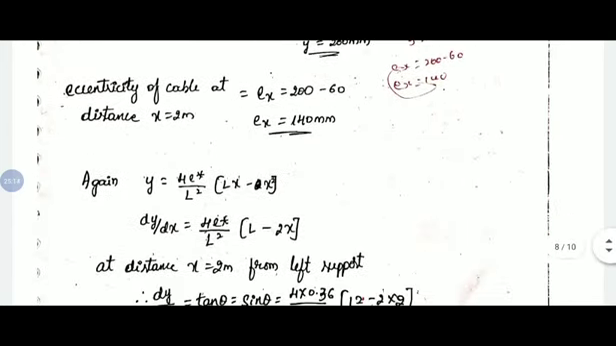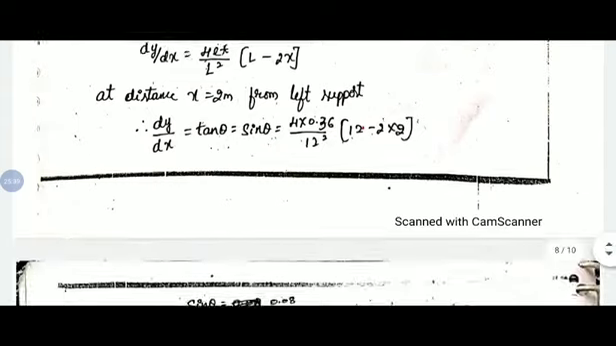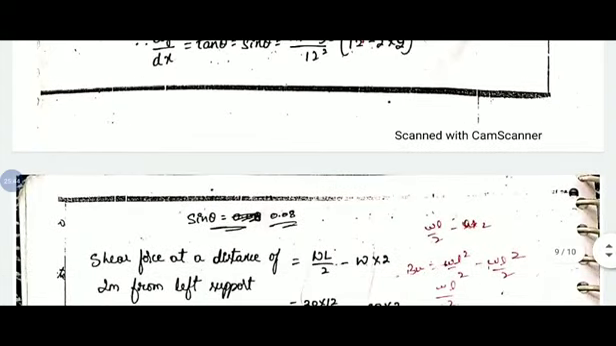So again we need to consider the same equations because we need to calculate the slope also. First derivative of the parabolic equation will give us the slope. So dy by dx equals 4E by L square into L minus 2x. So x equals 2 meter again. Tan theta is almost equal to sin theta. So at a 2 meter distance the slope of the cable is 0.08.